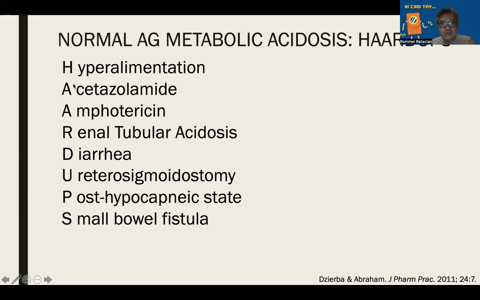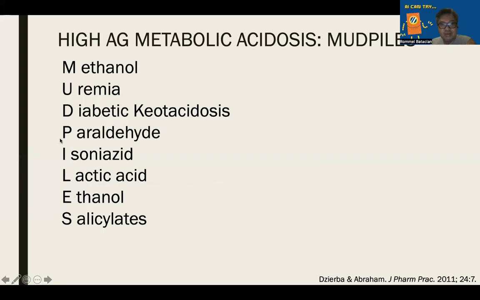So hyperalimentation, acetazolamide, which is a carbonic anhydrase inhibitor, amphotericin, an antifungal, renal tubular acidosis, diarrhea, ureterosigmoidostomy, which is a surgical procedure that would connect the ureters and the colon, which might also cause increased stool loss, post-hypocapnic state, and small bowel fistula. So, HARDUPS for the normal anion gap, and then the high anion gap is MUDPIE.